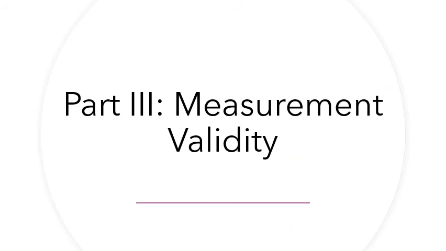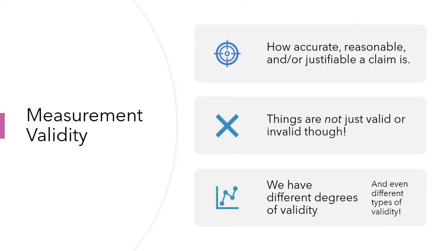So now we're going to talk about measurement validity. For measurement validity, what we're doing is we're trying to figure out how accurate or reasonable and or justifiable a claim is. So things aren't just valid or invalid though. It's not that simple. We have different degrees of validity, right? And even different types of validity that we're going to be talking about.